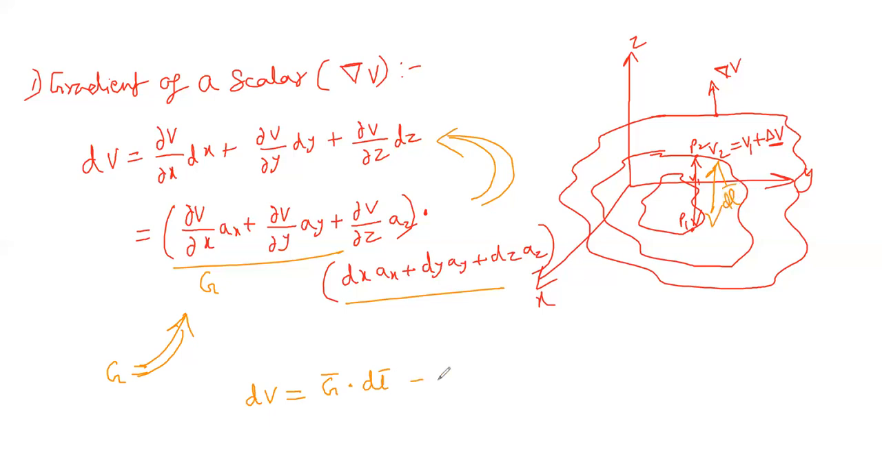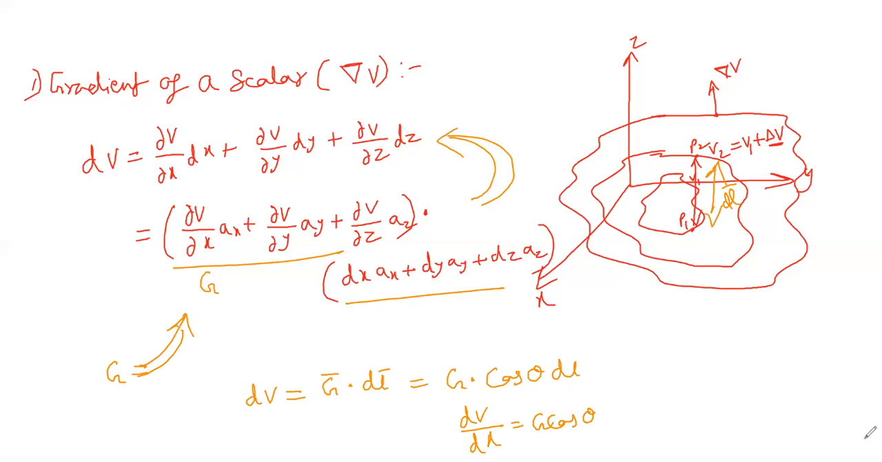Now this is equal to, if you take the dot product according to the dot product expression seen in the previous videos, G cos theta dl. If you want to write it in terms of a numerator and denominator, dV by dl equals G cos theta. Here dl is a differential displacement from point P1 to P2. Theta is the angle between G and dl. This is how we can represent the gradient.